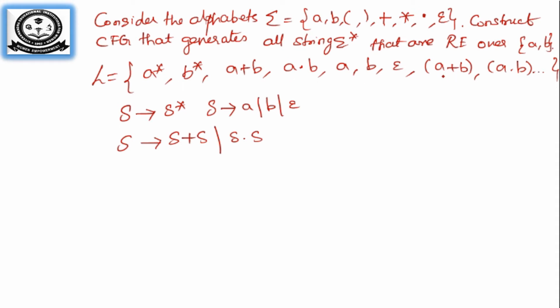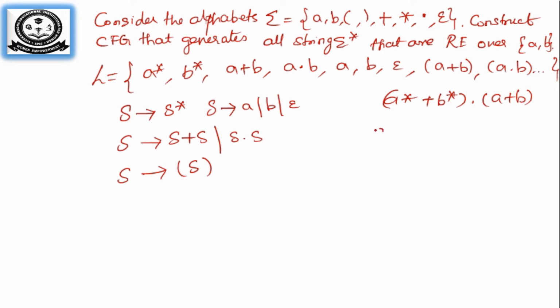Then final operation is you can have a parenthesis. That parenthesis can be either the summation or concatenation. So we'll write it like this: open parenthesis and close parenthesis. So now we have written all the expressions. Suppose I want to write like this: a star plus b star dot a plus b. I want to know whether this string is accepted by this grammar or not.